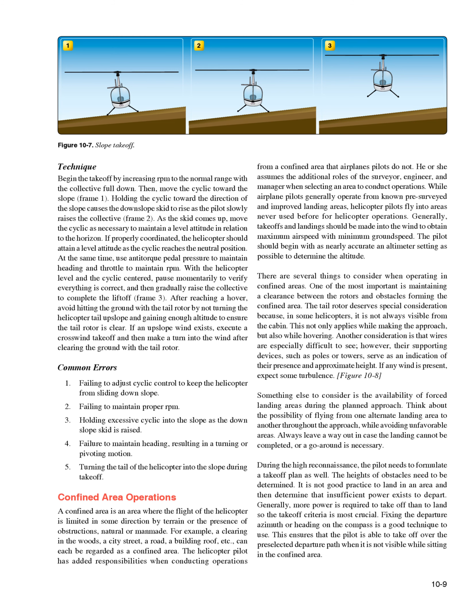During the high reconnaissance, the pilot needs to formulate a takeoff plan as well. The heights of obstacles need to be determined. It is not good practice to land in an area and then determine that insufficient power exists to depart. Generally, more power is required to take off than to land, so the takeoff criteria is most crucial. Fixing the departure azimuth or heading on the compass is a good technique to use. This ensures that the pilot is able to take off over the pre-selected departure path when it is not visible while sitting in the confined area.